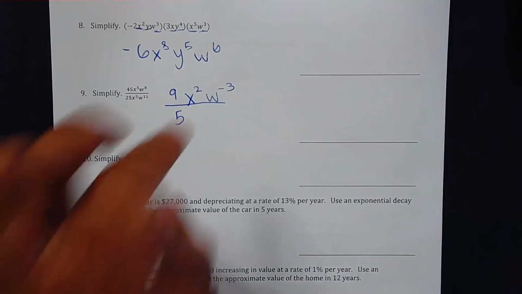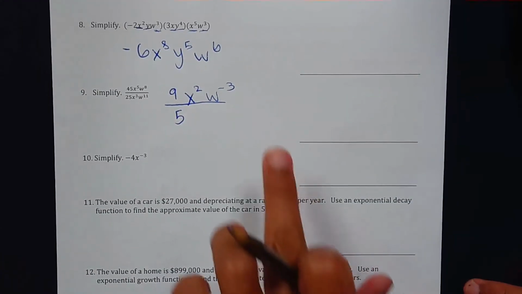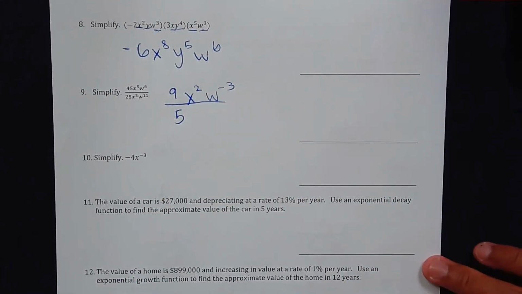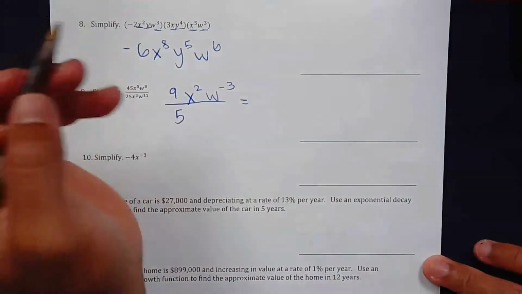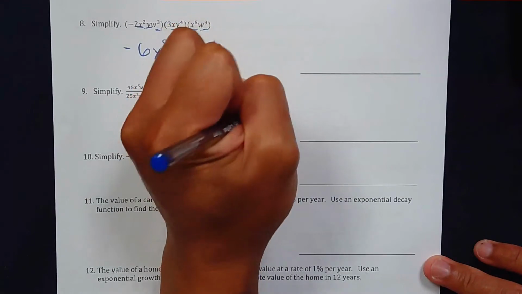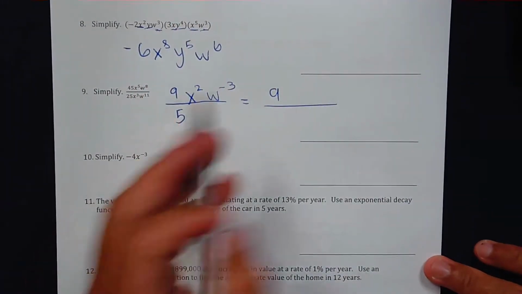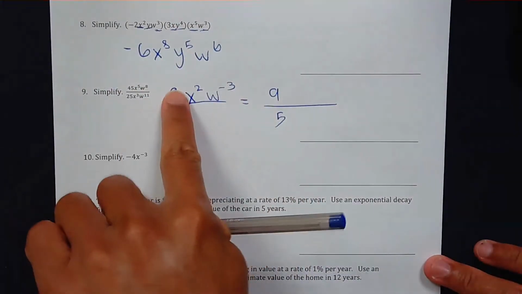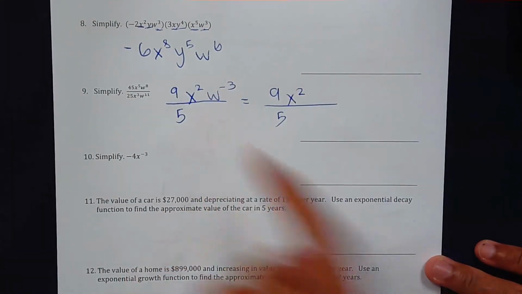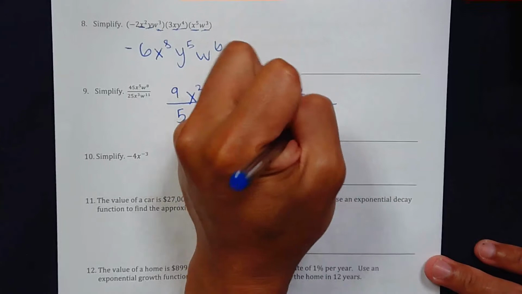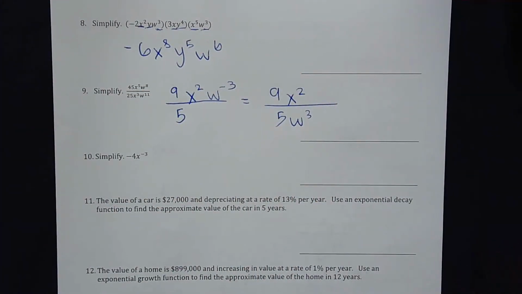All right, so if you wrote this on a test, I'd give you half credit. Why? Because we need to simplify our negative exponents. As you guys know, we just simply bring it down to the bottom and make it a positive. So our final answer, let's see, we still have 9 over 5. We still have that x squared. But now we move this to the bottom and make that 3 a positive. That is our final answer.